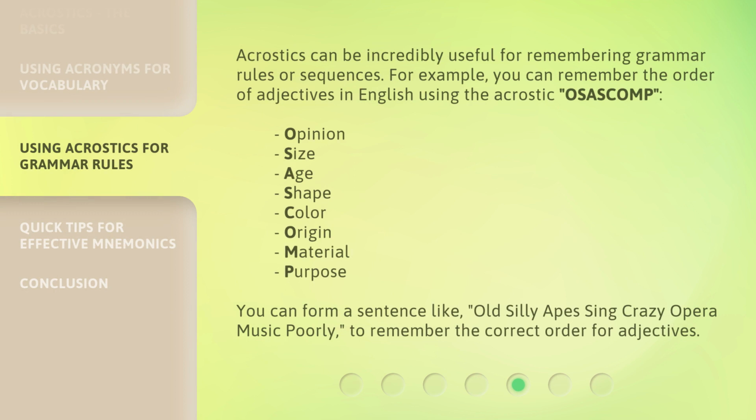Acrostics can be incredibly useful for remembering grammar rules or sequences. For example, you can remember the order of adjectives in English using the acrostic OSASCOMP. Opinion, size, age, shape, color, origin, material, purpose. You can form a sentence like, "Old silly apes sing crazy opera music poorly," to remember the correct order for adjectives.